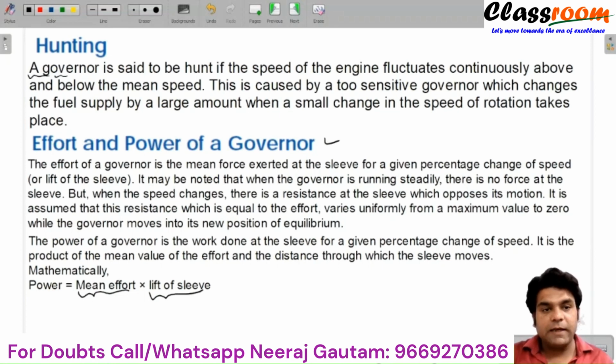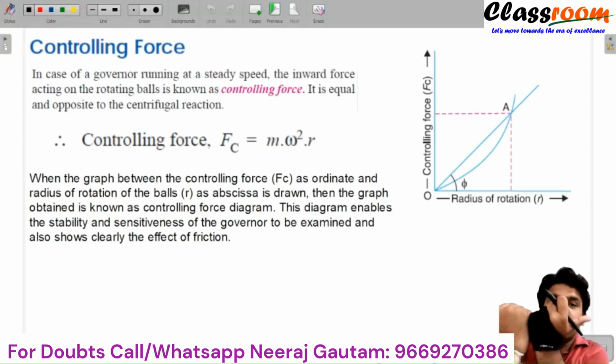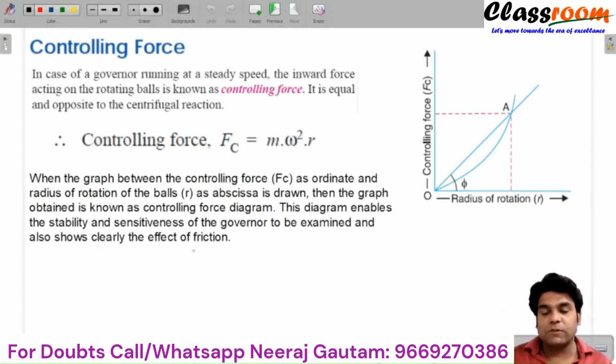The next definition is controlling force. We all know that the controlling force is the force which balances the centrifugal force. So in the case of governors running at steady speeds, an inward force acting on the rotating ball is called the controlling force. When the governor is working in a steady state condition, the outward centrifugal force is balanced by an equal and opposite inward centripetal force, which is called the controlling force, Fc equals m omega square r.